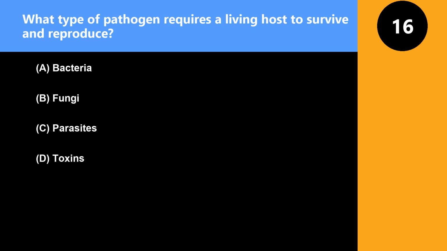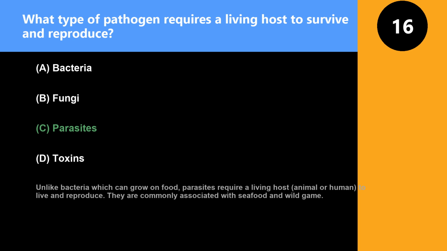What type of pathogen requires a living host to survive and reproduce? Option A, bacteria. Option B, fungi. Option C, parasites. Option D, toxins. The correct answer is option C, parasites. Unlike bacteria, which can grow on food, parasites require a living host, animal or human, to live and reproduce. They are commonly associated with seafood and wild game.